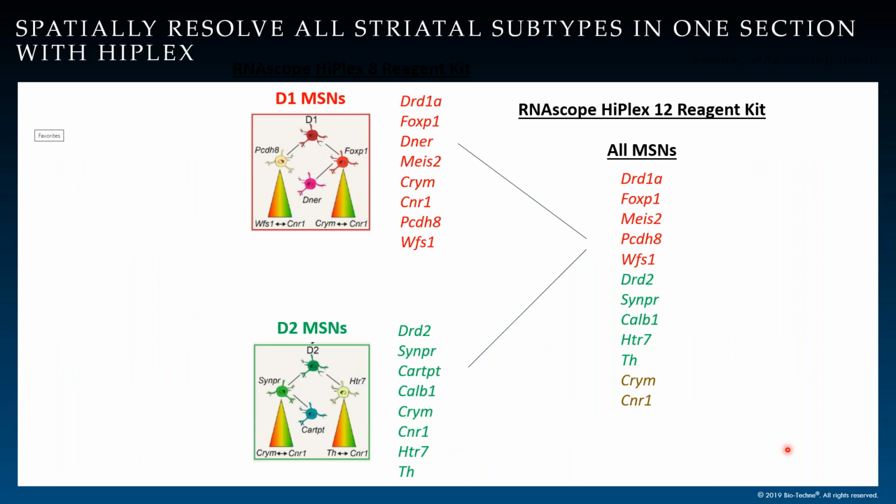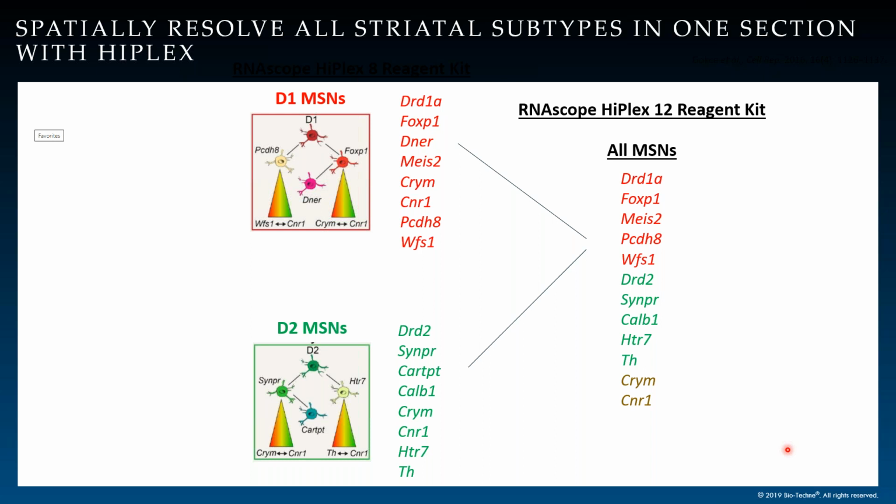So to start with, I want to give you an example of how RNAscope has been used to study the different subpopulations of neurons. A paper published by Koke et al. described the different subpopulations of medium spiny neurons and identified gene signatures for each of these subtypes.